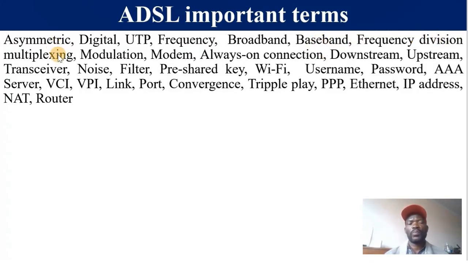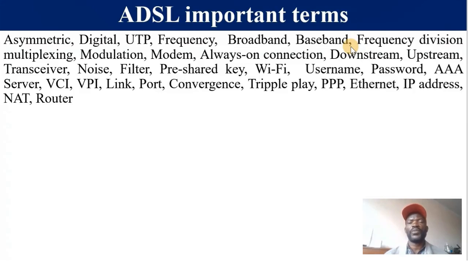Frequency division multiplexing, we are going to have a look at it when we look at the frequency spectrum of a UTP line in terms of ADSL technology. Modulation. This is the superimposition of the information signal onto a high frequency carrier signal. Modem. This is an acronym for modulator, demodulator. MO, modulator. DEM, demodulator. Always on connection means you simply go to the internet, it is always available. You simply go to your browser, no need to establish a connection.